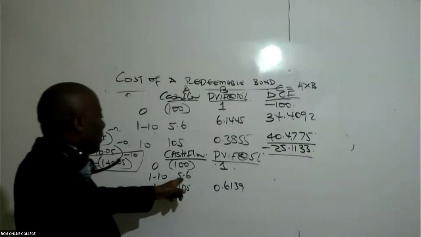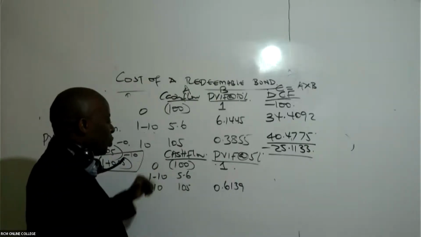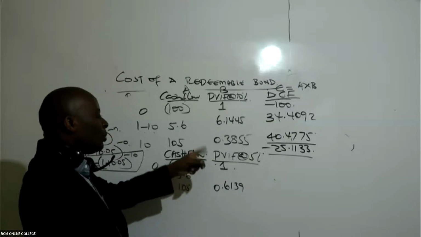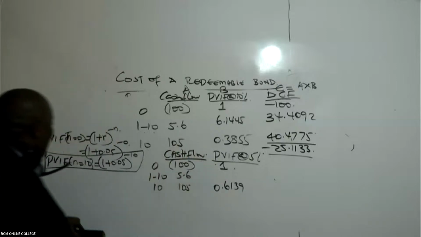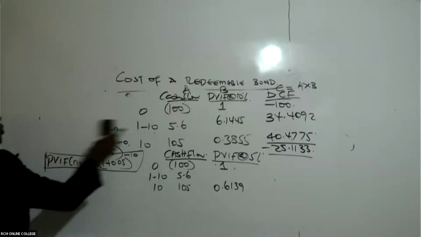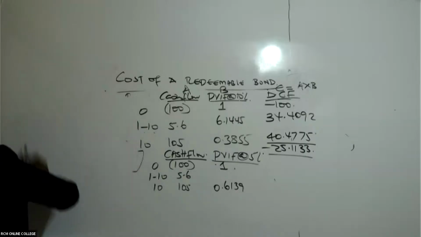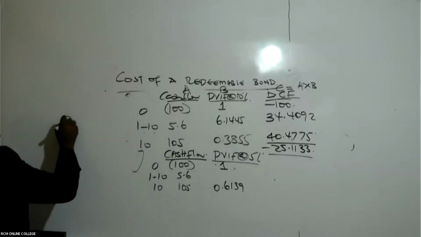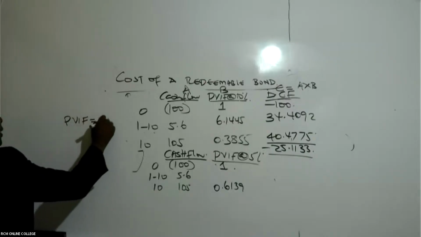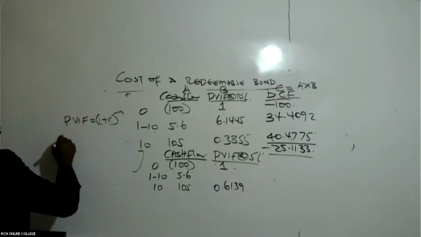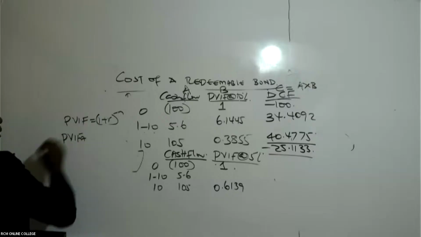Now this 5.6, remember, is an annuity. It's a series of figures. So we shall use not PV, but PV5. Fortunately, you know the present value interest factor of an annuity. Once you give me the PV formula, then I'll be able to give you the PV5.